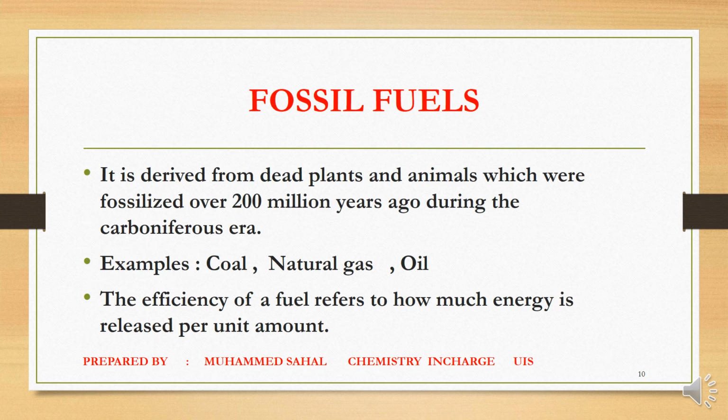Now we will check fossil fuel. Fossil fuel is derived from dead plants and animals which were fossilized over 200 million years ago during the Carboniferous era. Examples of fossil fuels: coal, natural gas and oil. Normally, the efficiency of a fuel refers to how much energy is released per unit amount. Based on that, you can say whether a particular fuel is efficient or not.